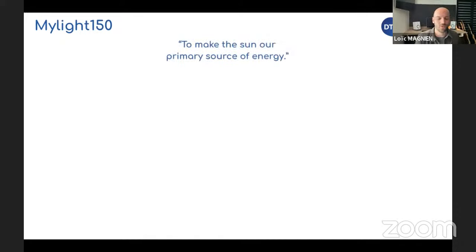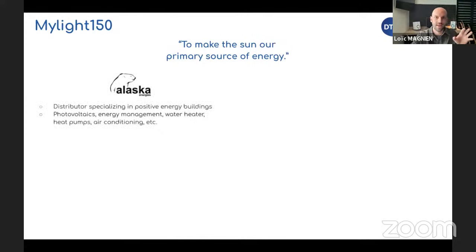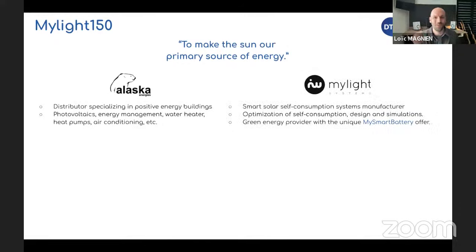So let's talk about Medallion. The motto of the group is to make the sun our primary source of energy. And for this, we basically have 2 companies in the group. The first one is called Alaska Energies. It's a distributor specializing in positive energy building system manufacturing. We build hardware to help you optimize your self-consumption. We also have the ability to do design and simulations for your photovoltaic projects. And we have optimization algorithms called the Green Play that can basically put your house on autopilot, so you make the most out of your solar production by moving the appliances during the day.